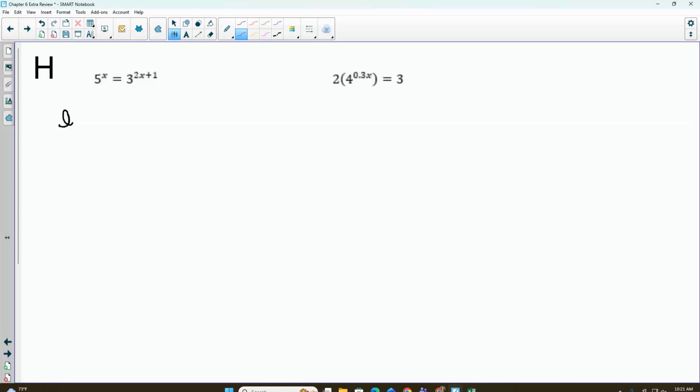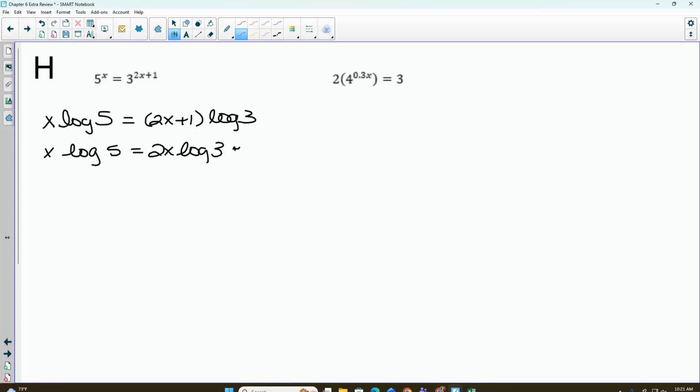Add a log. When you do that, the exponent comes down in front. So we get x log 5 equals 2x plus 1 times log 3. I have to get all my x's on the same side. So first I have to distribute. So 2x log 3 plus log 3. So bring my x's over.